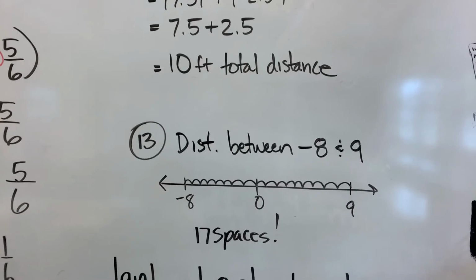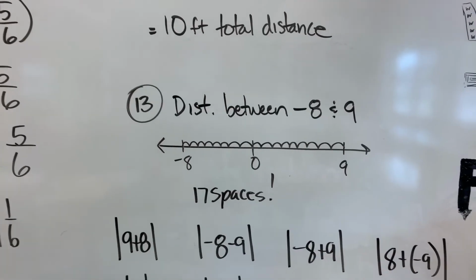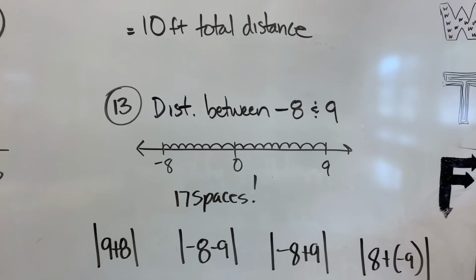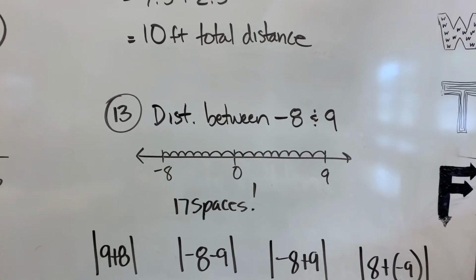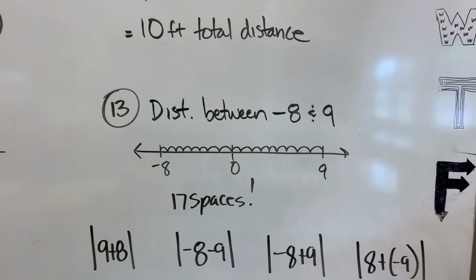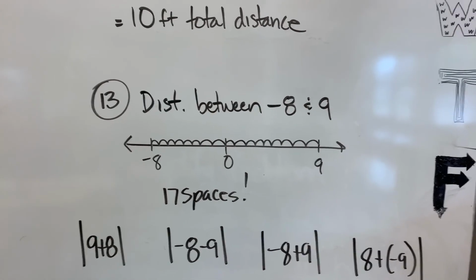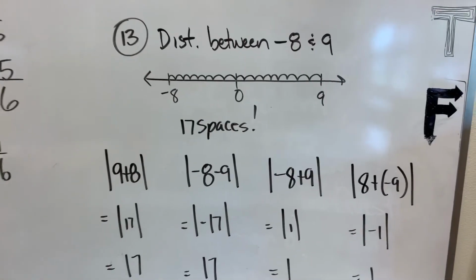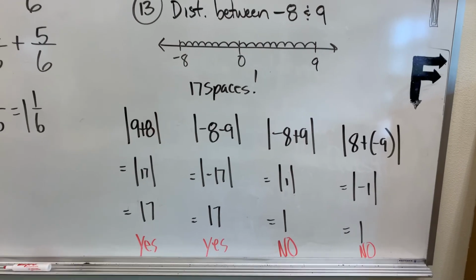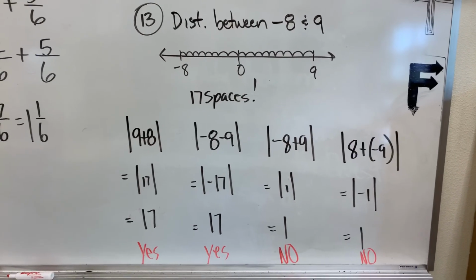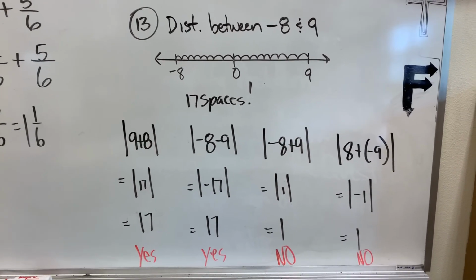Now they asked a little bit weirder of a question. They gave you all these absolute values, or expressions inside of absolute values. They wanted to know which ones of those equaled 17. Well, here's my work. You could push pause. The first 2 equaled 17. The second 2 did not.